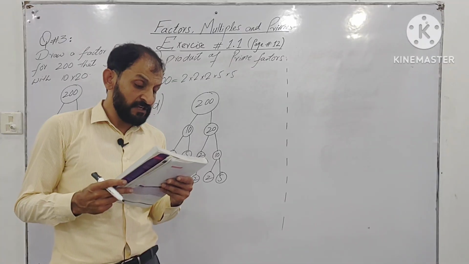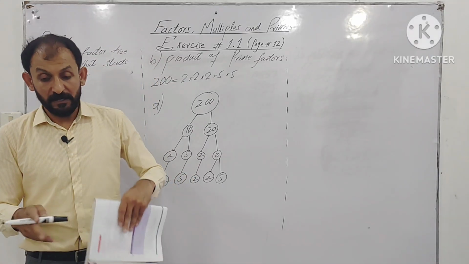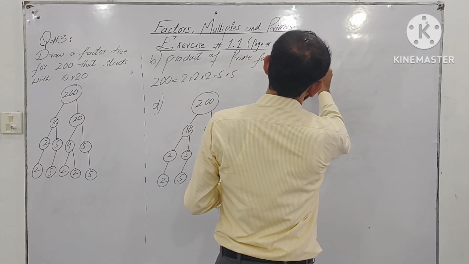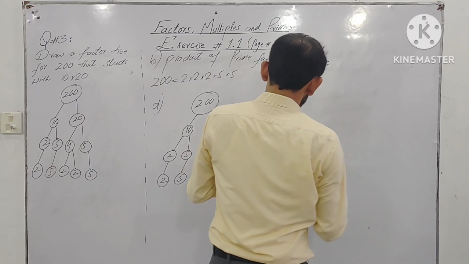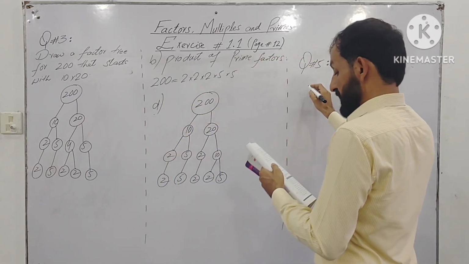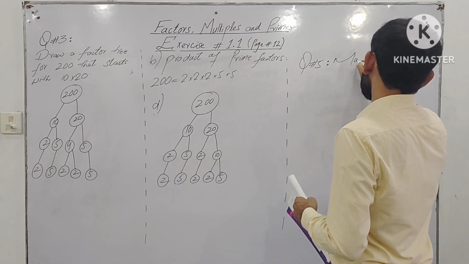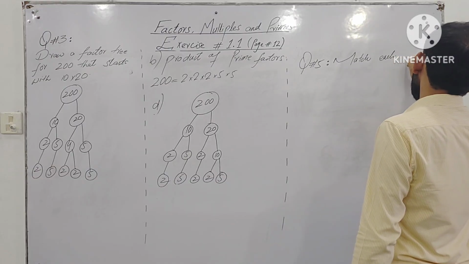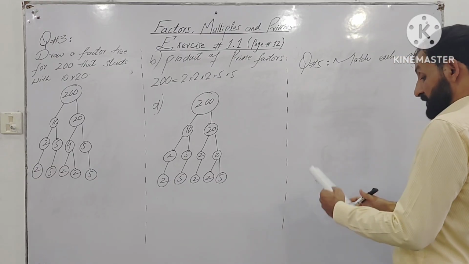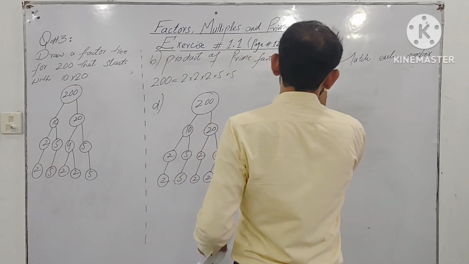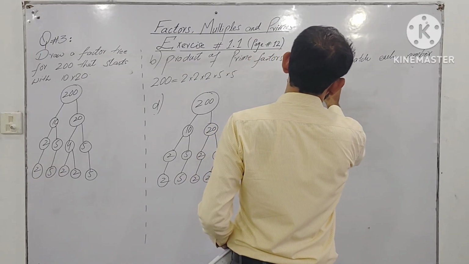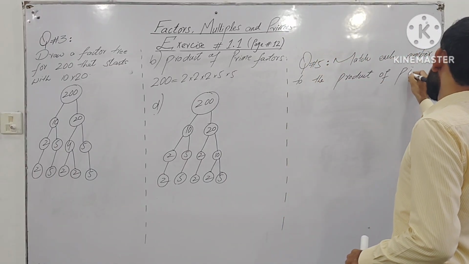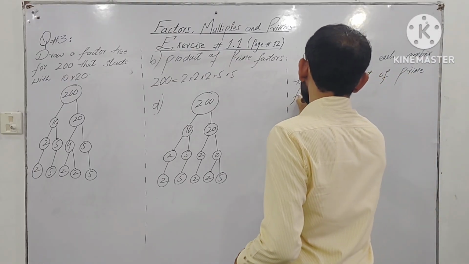Question number 5 is: match each number to a product of prime factors. कुछ questions given है, कुछ factors given है. Question number 5. Match the columns. Match each number to a product of prime factors.